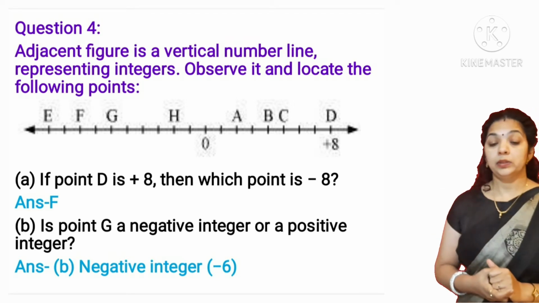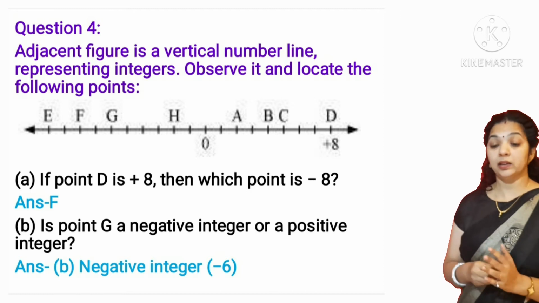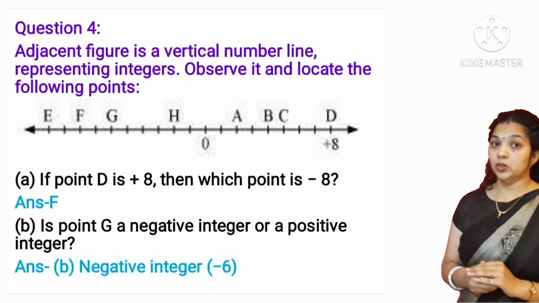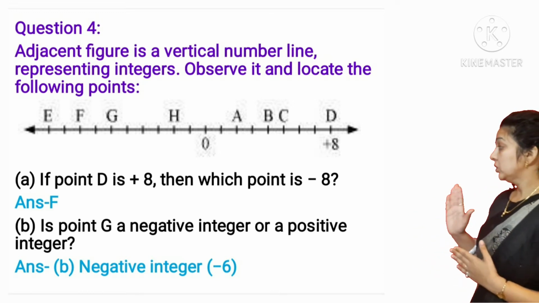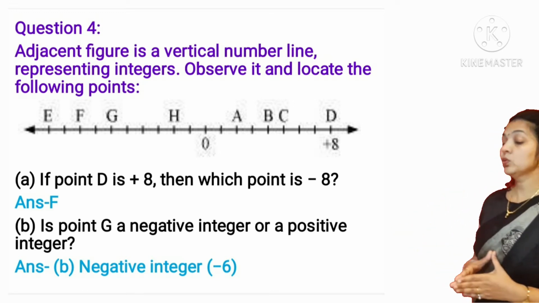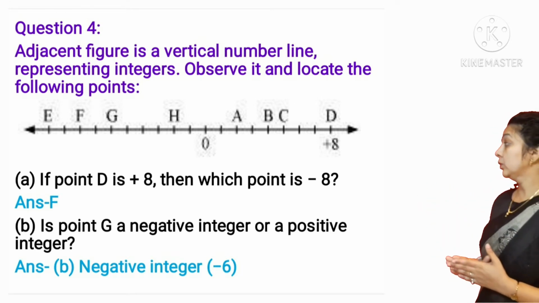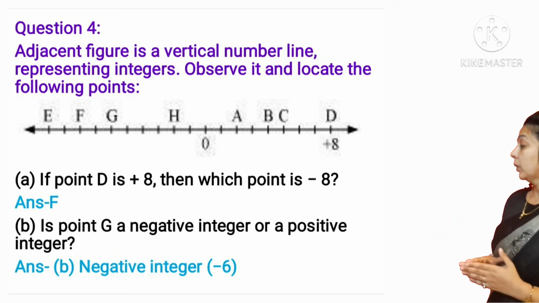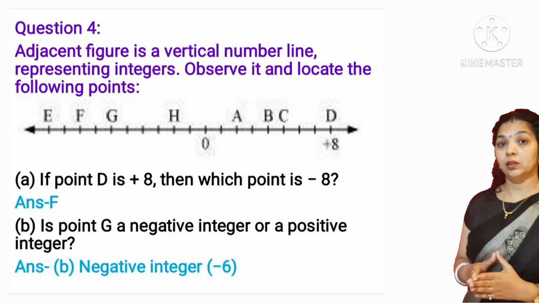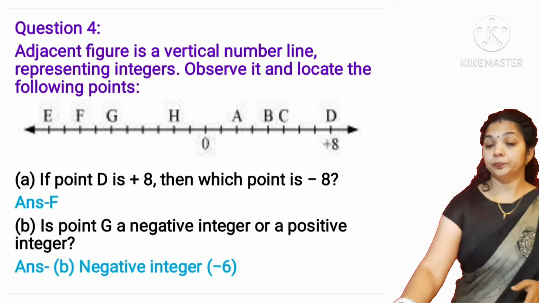Now next is, is point G a negative integer or a positive integer? You have to answer it. You can see in the figure that G is on the left side of the 0, so it would be a negative integer. We can count from 0 that it lies on the 6th point. So the value of G will be minus 6.